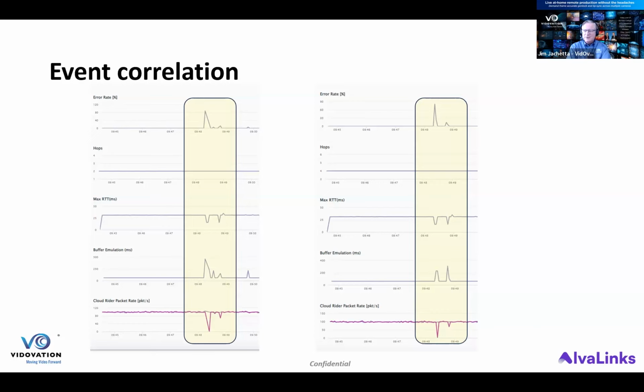Yeah, it seems counterintuitive, right? But here the circuit collapsed, and it also blocked many of the packets from going through. And that is the problem. Okay. So here we can correlate events.